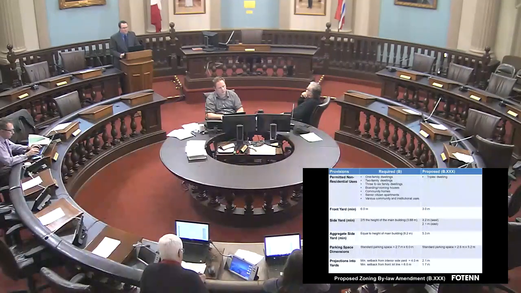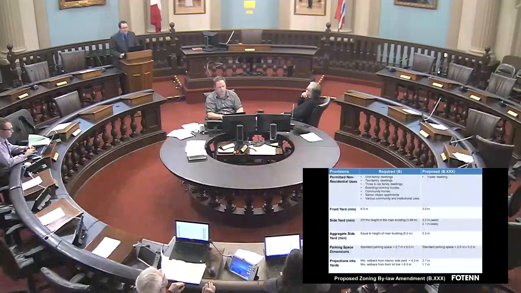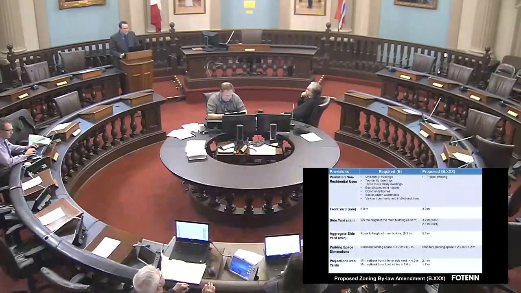The side yard, you can see the numbers on the screen, 3.2 and 2.1 meters respectively. The A zone requires 0.6 and the two added together to equal 3.6. So you can see how these side yards are exceeding what that built form of an A zone would require. Amendments to parking stall size is a standard request that our firm has made for probably 7 or 8 years at this point. And the projection into the yard, again, is to deal with a porch. And again, it's a semantic distinction between an A and a B zone.